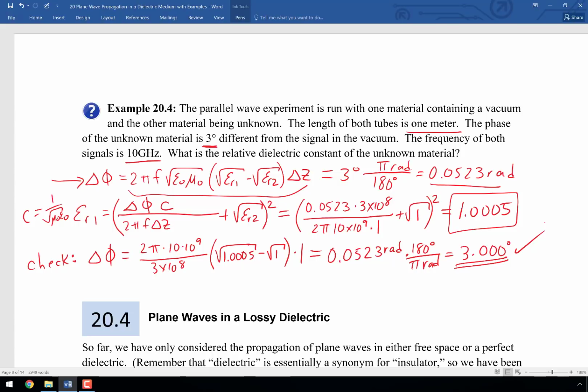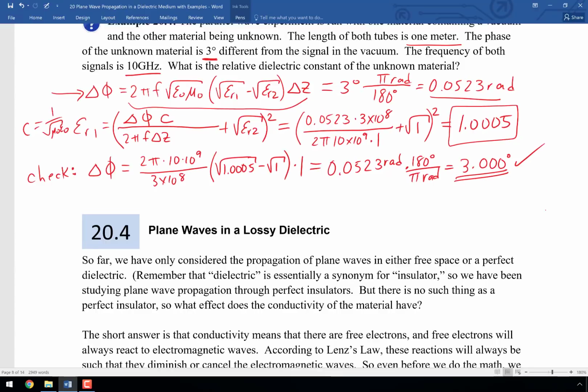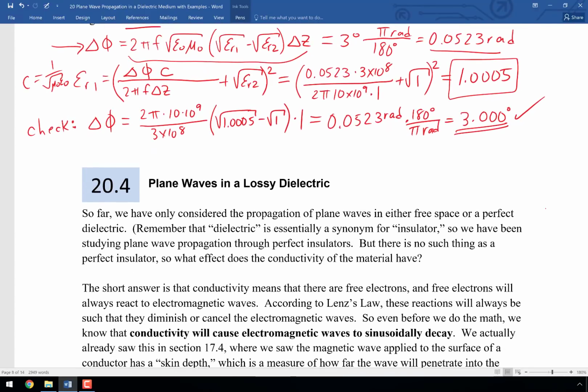Okay, so far we've talked about what happens when the wave goes into a dielectric material. We've also seen how we can apply this, how we can use that to our advantage in the parallel wave experiment to calculate what is the dielectric constant of an unknown material. Now we're gonna take this one step further.